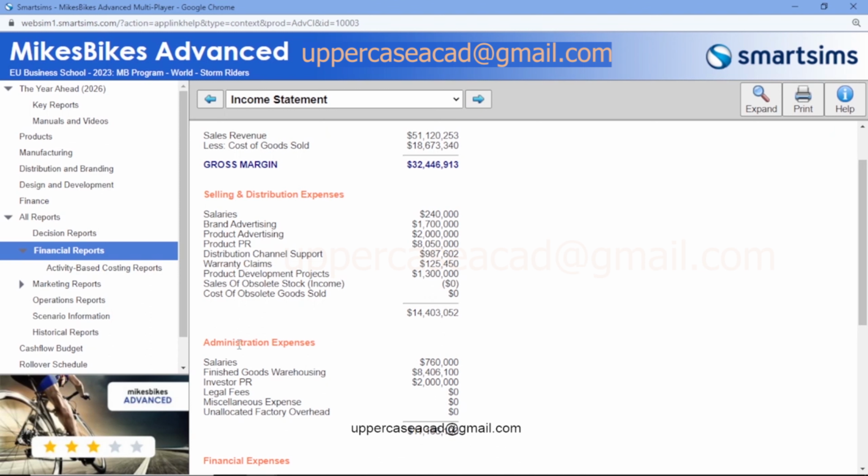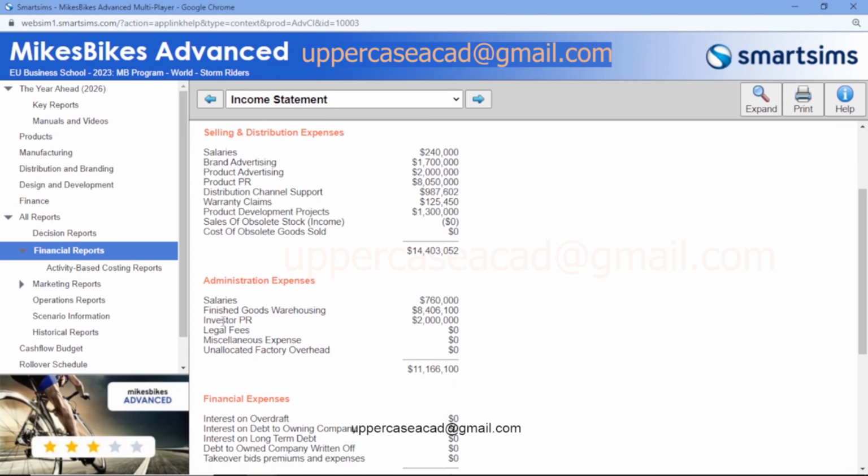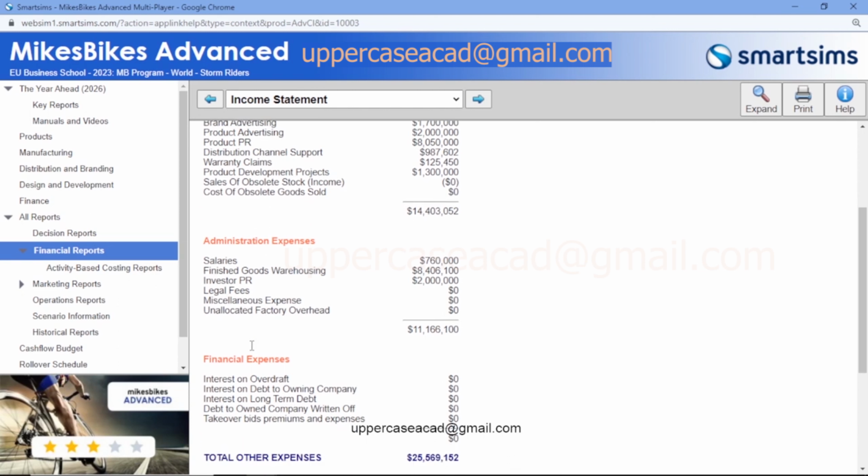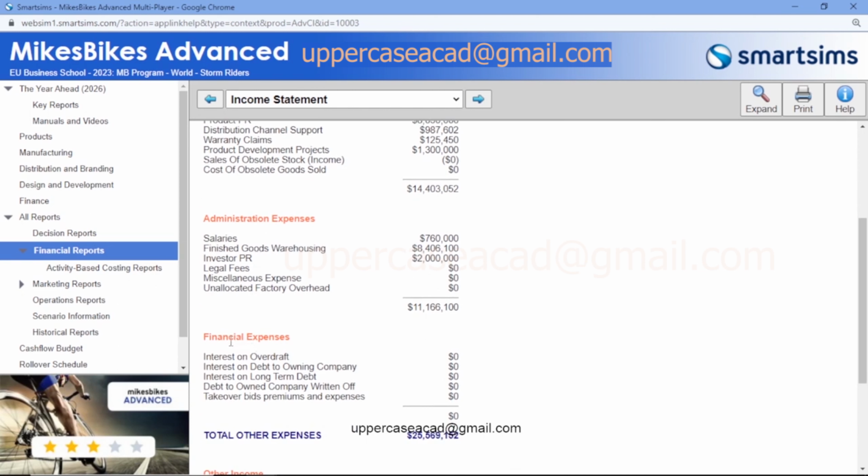Then we have the administration expenses, and here we have finished goods, investor PR, legal fees, and others. Under the expenses, again, you have the financial expenses. Your strategic goal in financial expenses should be to ensure that you are paying the long-term debt, because at the end of the game you'll be making money, and for you to increase your SHV, just ensure that you are paying these long-term debts.